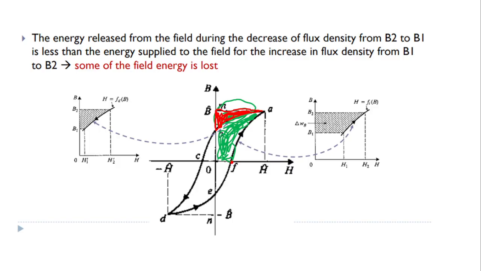So the energy released in the field during the decrease of the flux from B2 to B1 is less than the energy supplied to the field from B1 to B2, which is basically what is showing in there. And some of the field energy is lost. Where does the energy go? Hysteresis losses, which include eddy current losses. Cool.